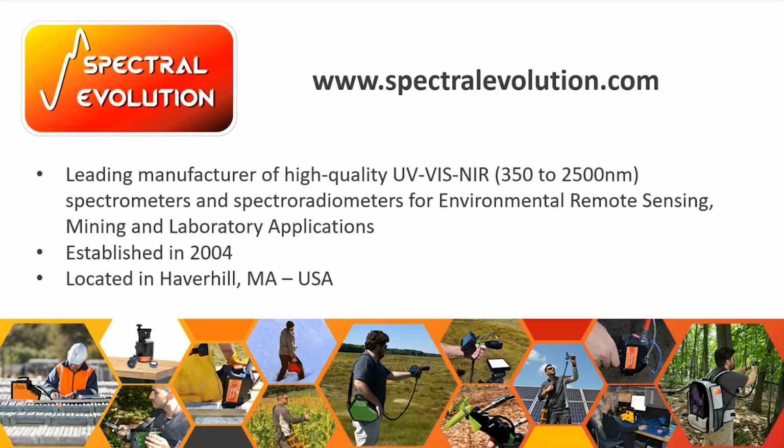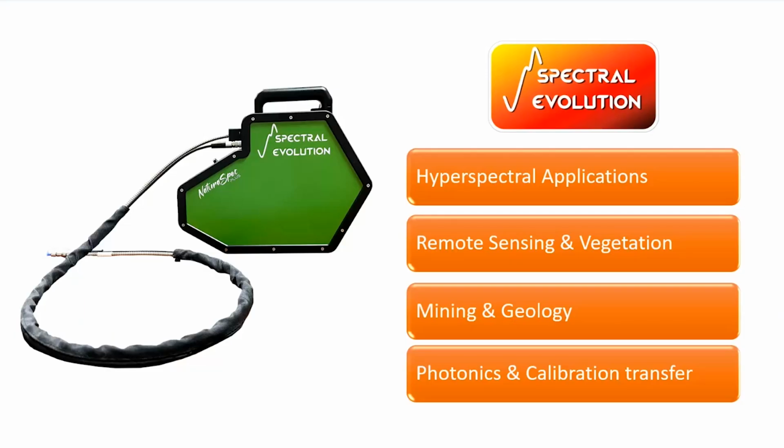First I'll introduce Spectral Evolution to any new attendees. Spectral Evolution is the leading manufacturer of field-based UV-Vis NIR spectrometers and spectroradiometers. We were established in 2004, so it's been about 21 years, and we're located in the Boston area in Massachusetts. Our primary application uses for our spectrometers and spectroradiometers are in hyperspectral applications, remote sensing and vegetation, mining and geology, as well as photonics and calibration transfer.